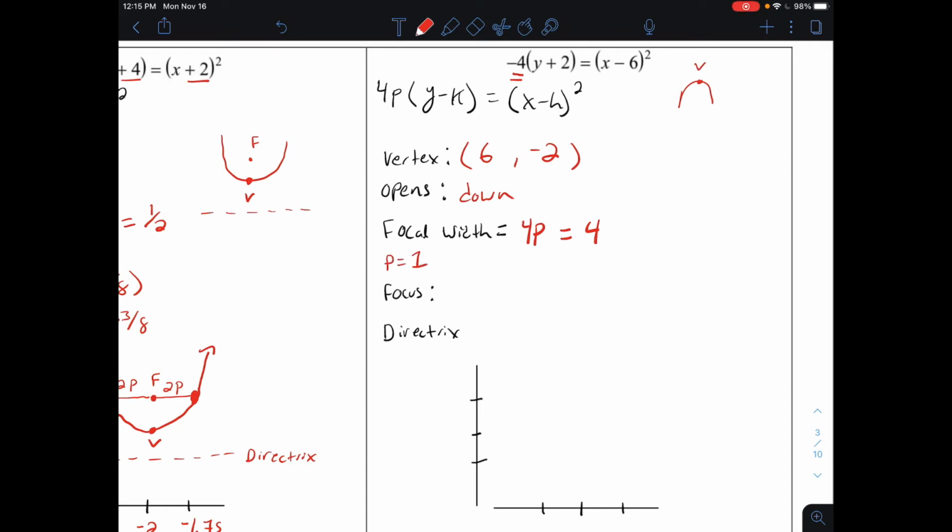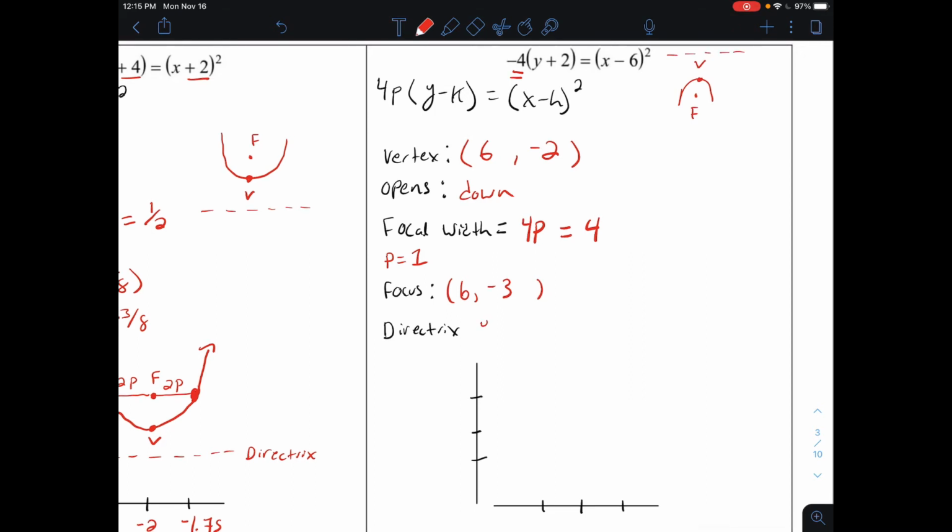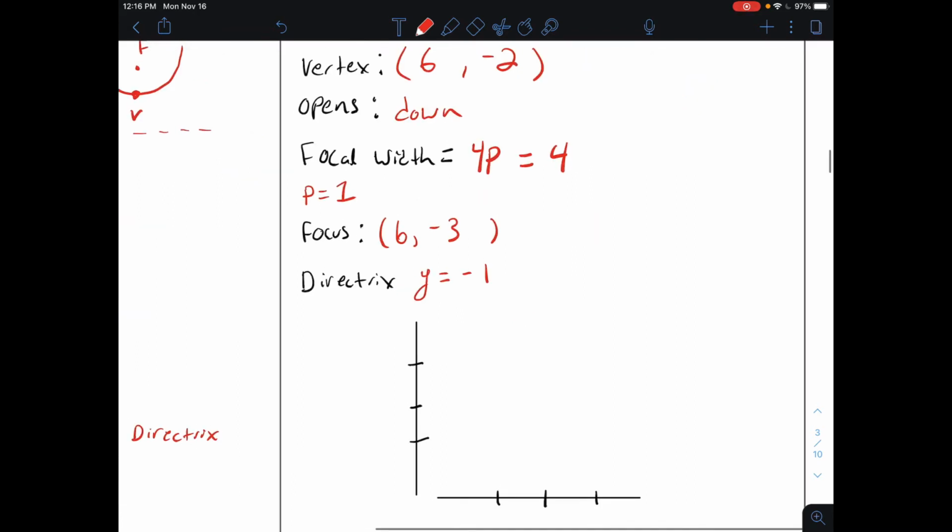Now, since we open downward, the focus is going to lie beneath the vertex. And so I would take the coordinate of my vertex, keep the x value the same, and subtract p from the y value, so the y value would be -3. The directrix line will lie above the vertex, it's going to be a horizontal directrix, and we're going to add 1 unit to the y value of the vertex, so I get y equals -1.